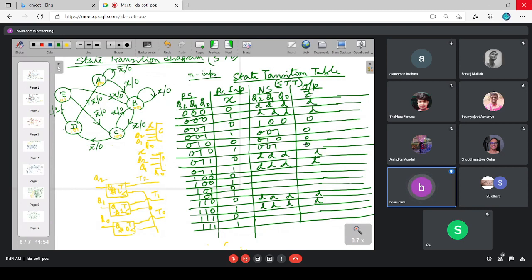In state C, if a 0 comes, it goes to state D with the output 0. If a 1 comes, it goes to state B. B is 001.